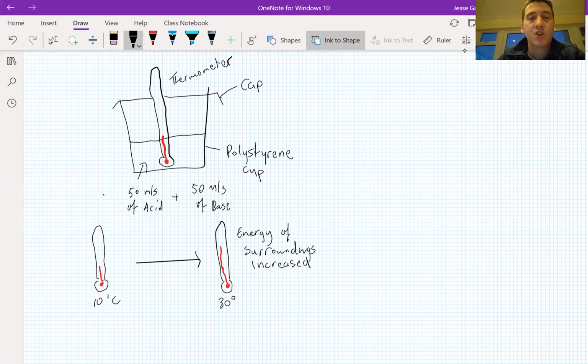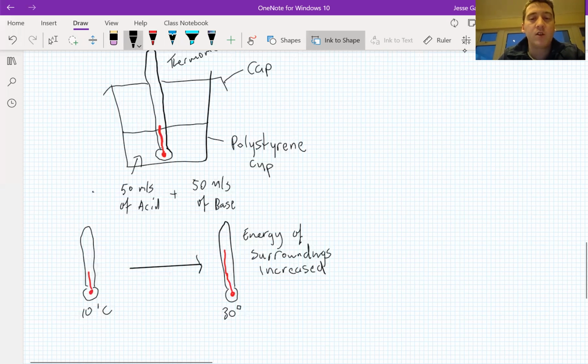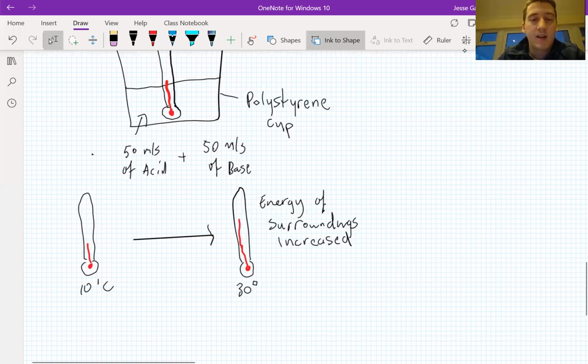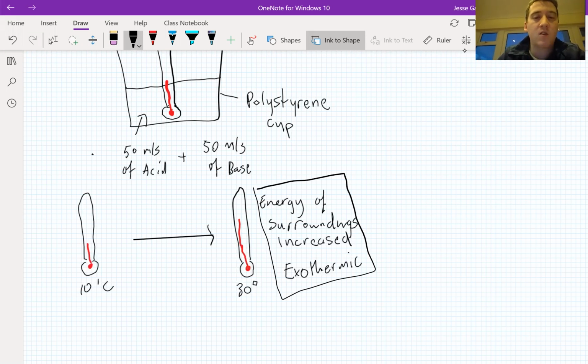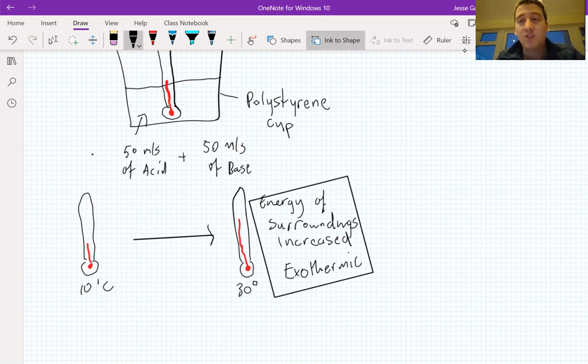What type of reaction is this? On 3, 1, 2, 3. This is an exothermic reaction. Now, if you said endothermic, that would be wrong. This is exothermic because the system has released energy to the surroundings, and the surroundings has gone up in temperature. Remember, the thermometer is the surroundings.